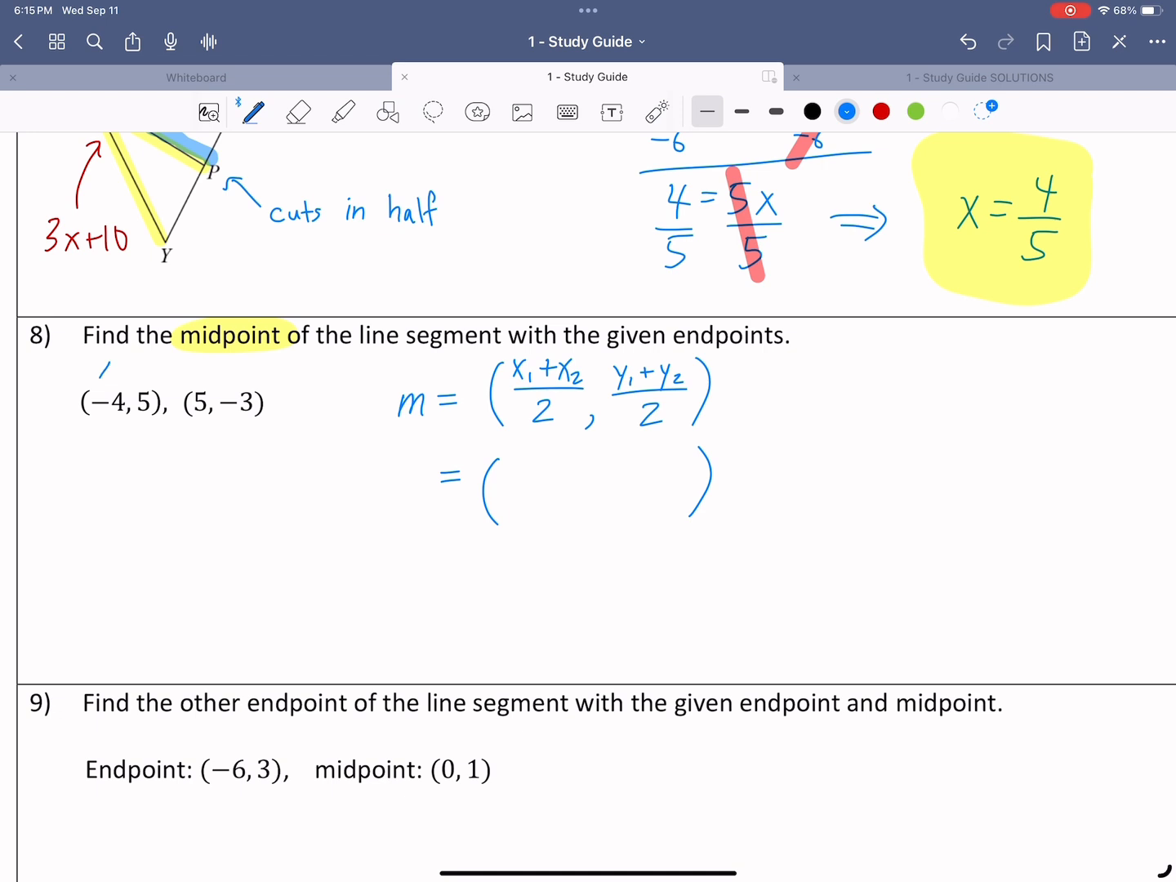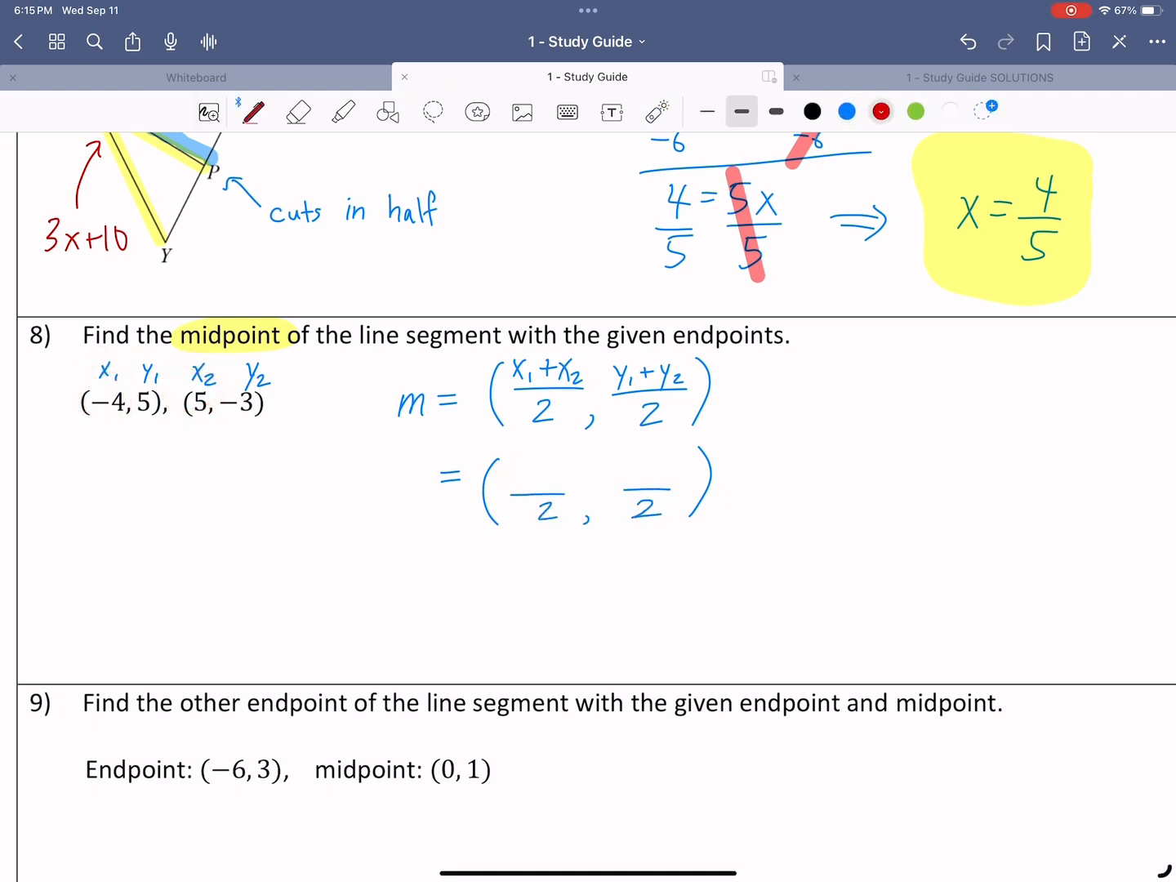Well, remember, this is x1, this is y1. This is x2, this is y2. And so we just need to plug in these numbers correctly. Take the average. These two need to go here, -4 plus 5, right? So let's do that. Again, the bottom one's always going to be 2.